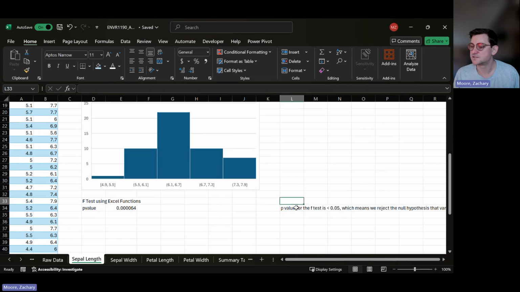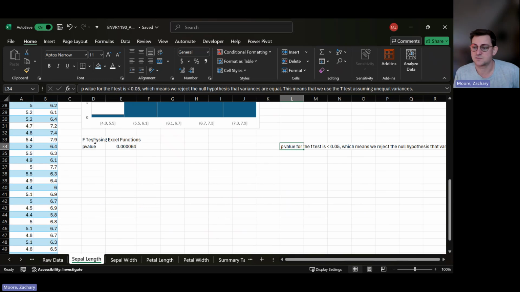And so this is the probability that our null hypothesis is true. This is saying that the probability that these two variances are the same is really, really small, which means that they're very likely to be different. And again, this gets into the philosophy of all this: we can never really know, but we have a lot of evidence that supports that these two things are different. So that means that we use the t-test for unequal variances. So that's the easiest way to do it.